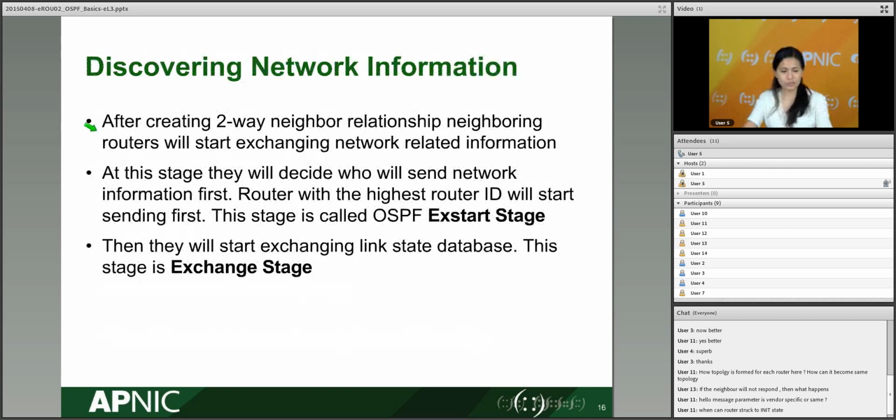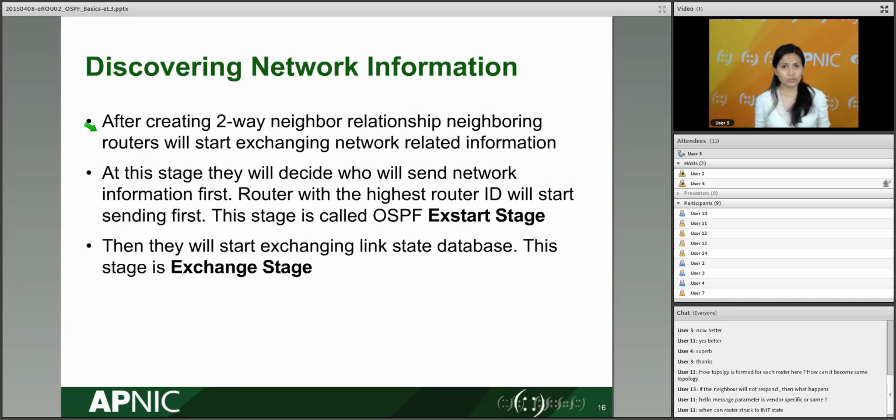Next, after the two-way state, after you've created a two-way relationship between them, that is the time that they will start exchanging network-related information, right? So after checking that the contents are the same, that's the time that I will message back and send my information. At this stage, we have to decide who will send the network information first, because I have a topology database, you have a topology database, and we have to exchange them. They must decide which one will start sending first. Okay, we want to avoid collision. If all of them start together, there will be chaos in the network. So they have to decide which one goes first.